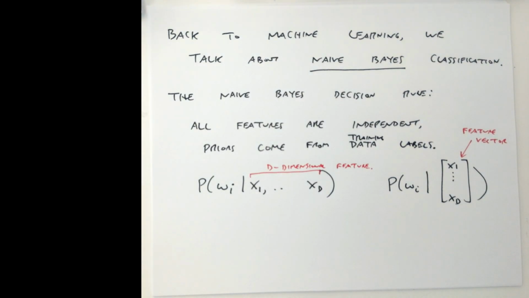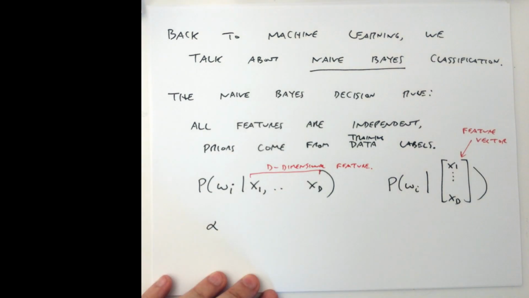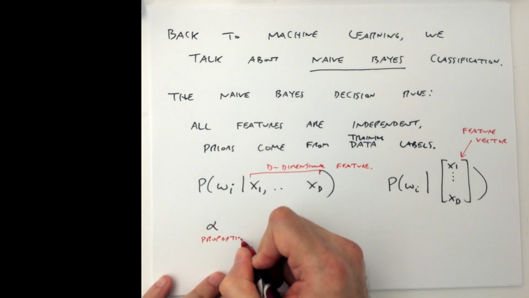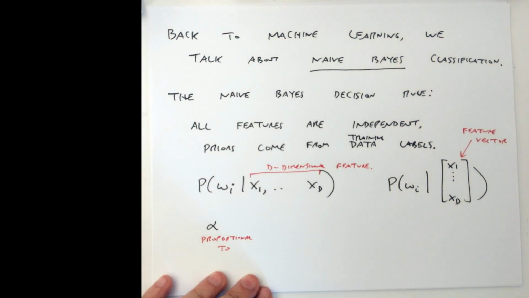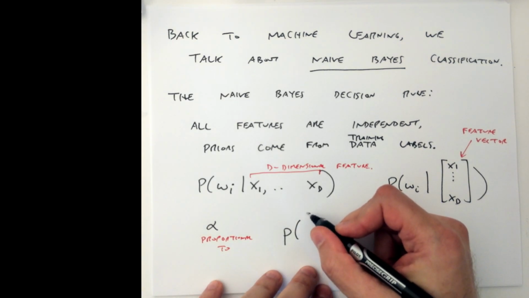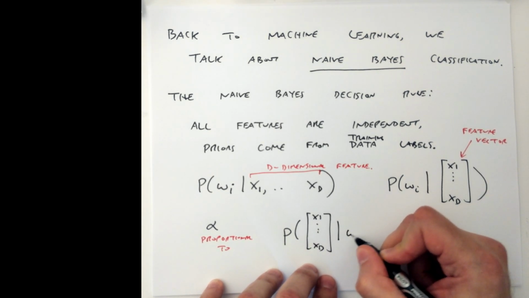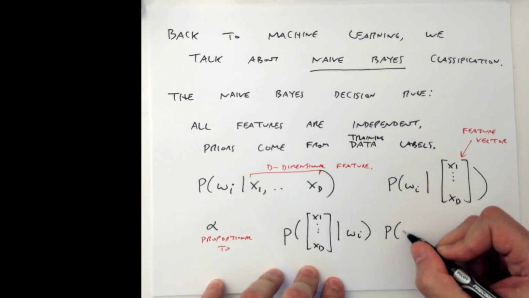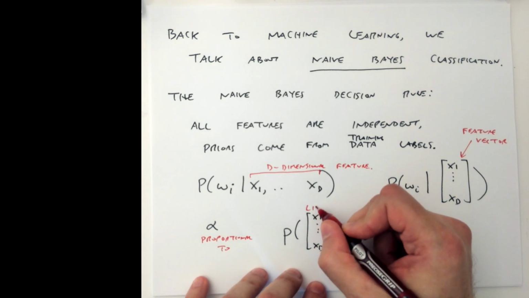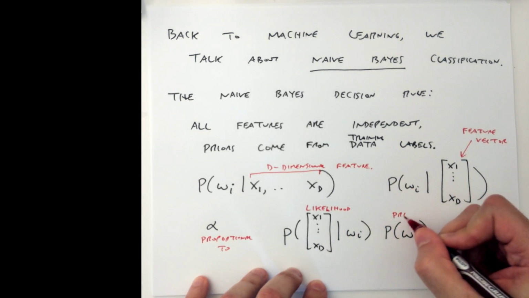Right? We know that that is proportional to, again, this alpha is actually just simply proportional to the likelihood given omega 1 times the prior, right? Same kind of idea. This is my likelihood. This is my prior.